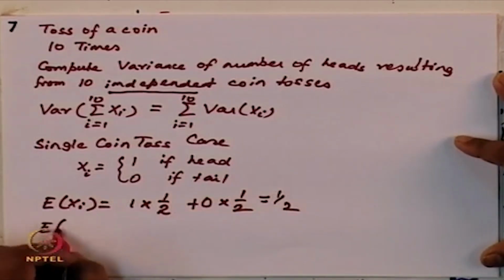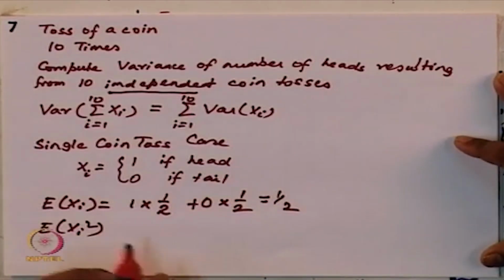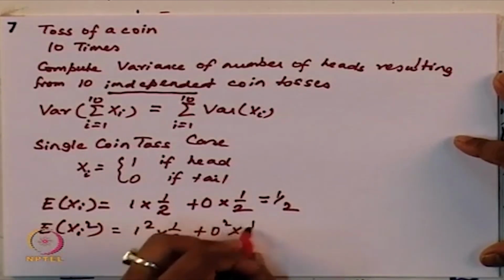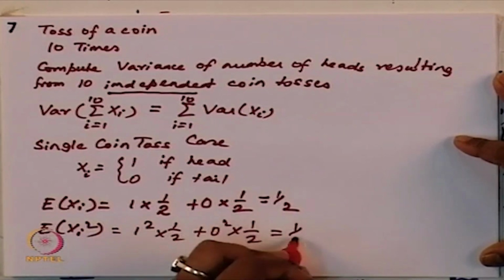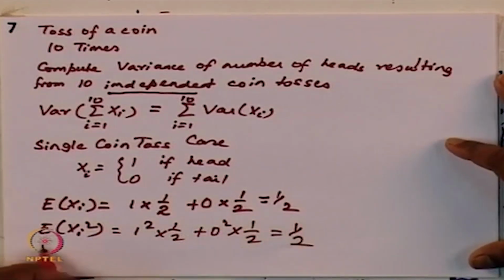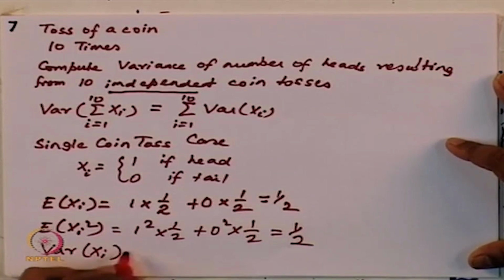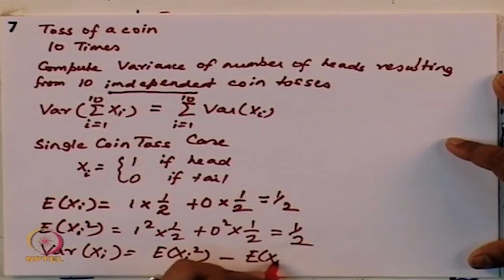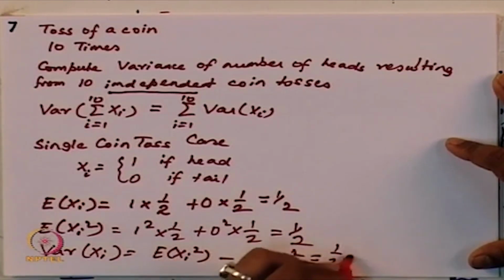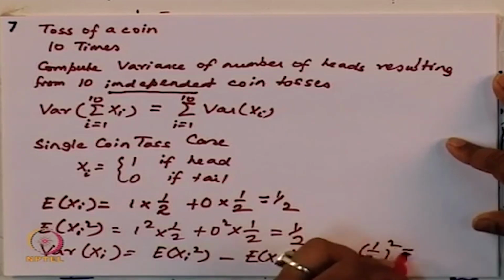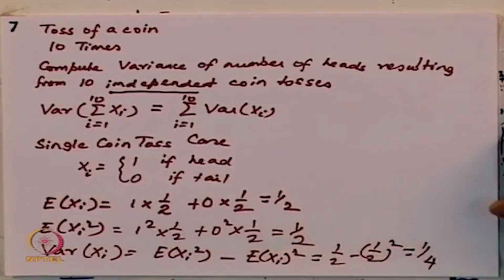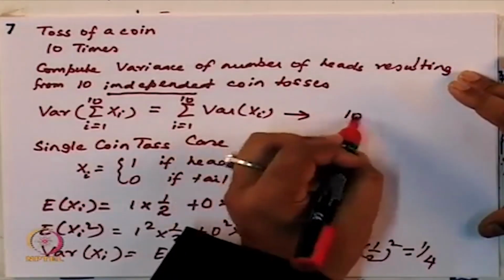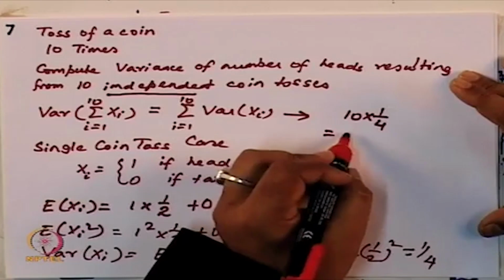I can write E of xi square also, okay, which is 1 square into half plus 0 square into half, simply half. Okay. So, my variance of xi is E of xi square minus E of xi whole square equal to half minus half square equal to 1/4. Okay. So, thus my variance becomes 10 into 1/4, which is equal to 5/2.